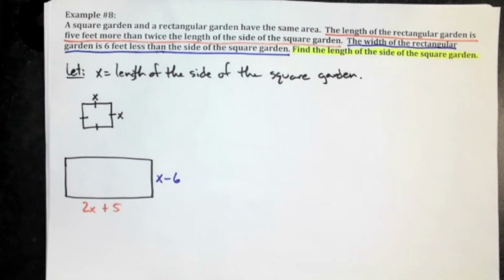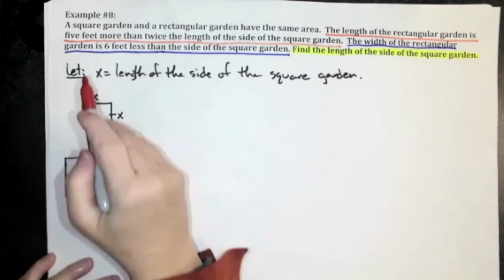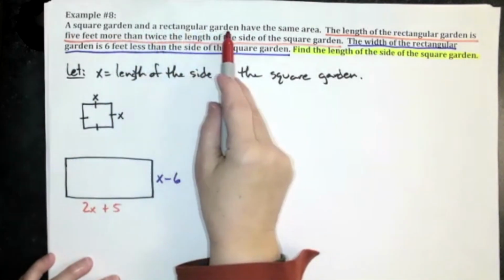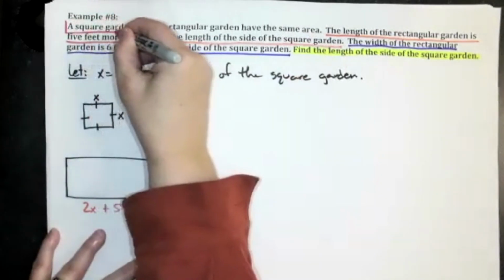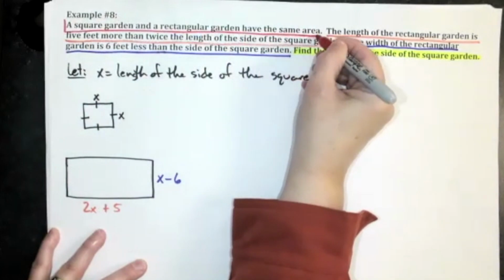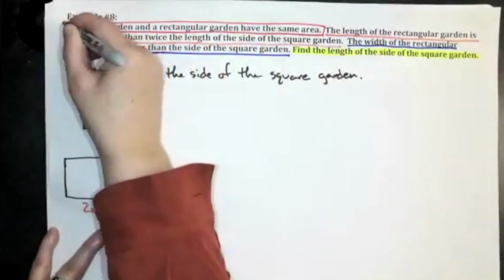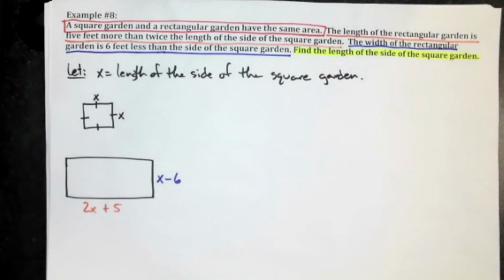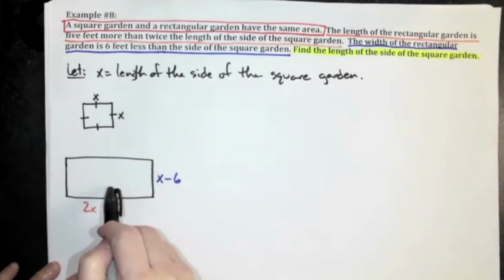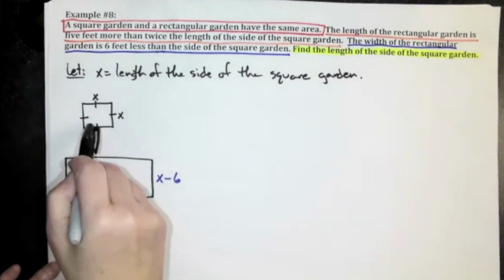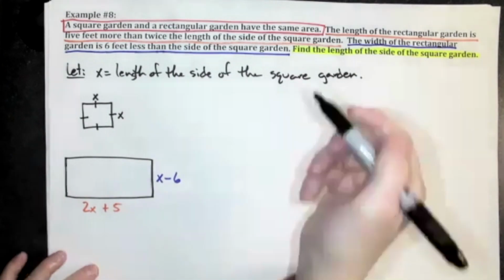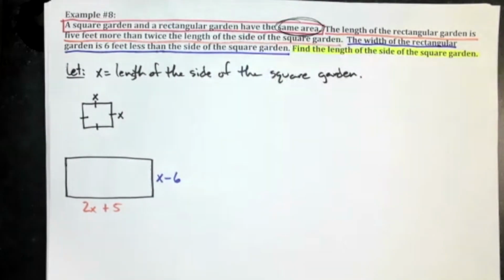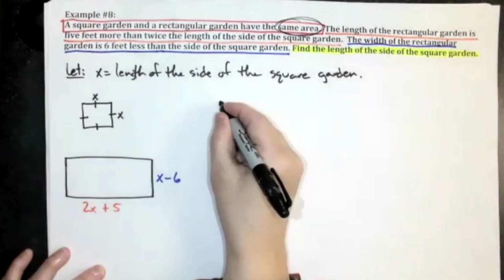Okay, from there, I have to write an equation. All right, the square garden and the rectangular garden have the same area. So that first part is what is going to tell me how to write the equation. If they have the same area, I know the area of this rectangle is length times width. I know the area of the square is side squared. And they have to have the same area, so I'm going to set those two areas equal to each other. So that's going to be my equation.